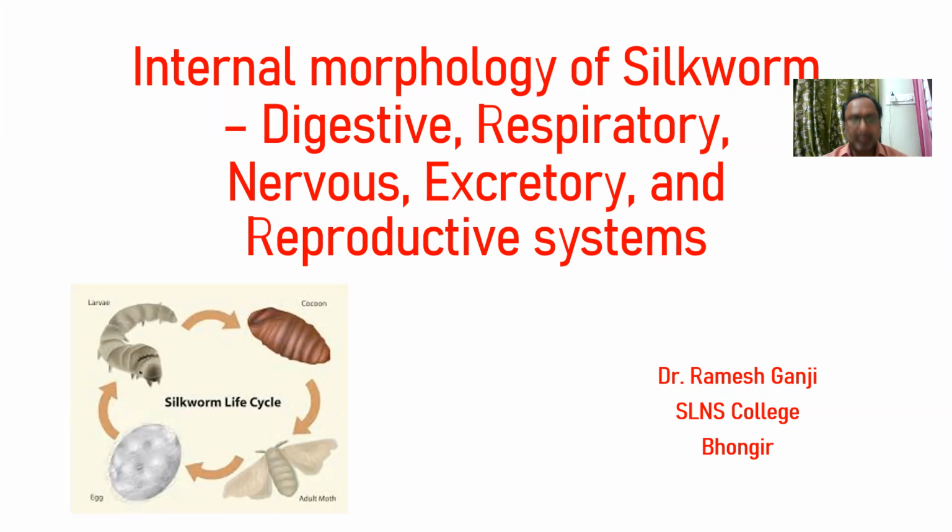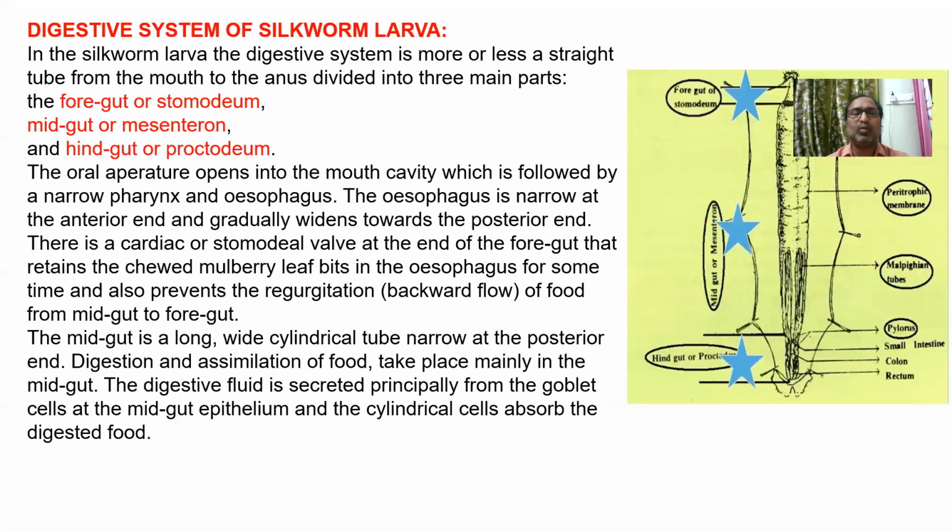Today we'll go to another unit, that is internal morphology of the silkworm, in which we will study all the physiological activities or metabolic activities of the silkworm, like all the systems: digestive system, respiratory system, nervous system, excretory system, and lastly the reproductive system. First, we'll go through the digestive system of the silkworm.